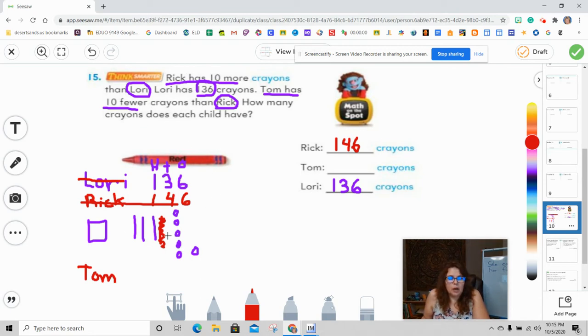So now I'm going to see how many hundreds are left. There's 100. How many tens? I have 1, 2, 3 because I crossed that one out. So I have 3 tens. And how many ones? Well, they never changed, so it was still 6. So Tom has 136, the same as Lori.